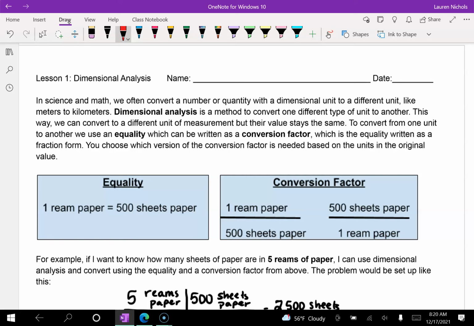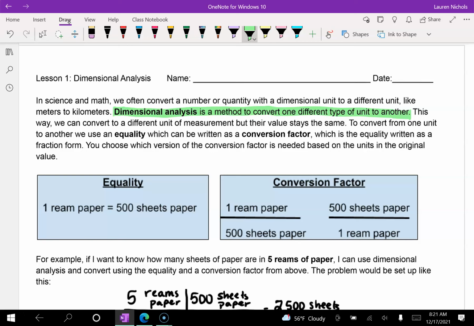So in science and math, we often convert a number or a quantity, a value, from one unit to a different unit. So we say, 1,000 meters is 1 kilometer, right? We want to convert from meters to kilometers, just different units of measurement. And so dimensional analysis is a method to convert one type of unit to another. It's the process by which we do that. And this way we convert to a different unit of measurement, but the value stays the same.